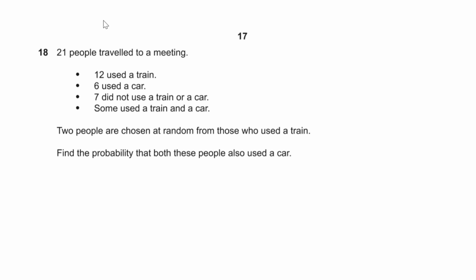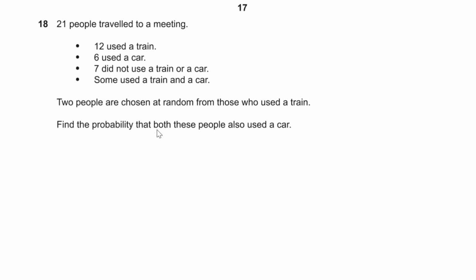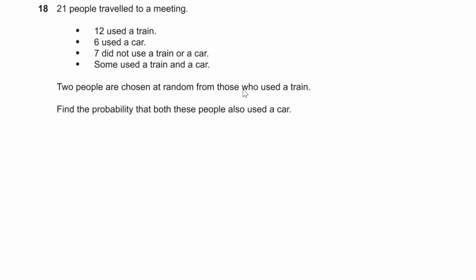Question number 18. 21 people travelled to a meeting, 12 used a train, 6 used a car, and 7 did not use a train or a car, and some people used a train and a car. 2 people are chosen at random from those who had used a train, and we have to find the probability that both these people also used a car. Well, the best way to approach this sort of question is to create a Venn diagram.